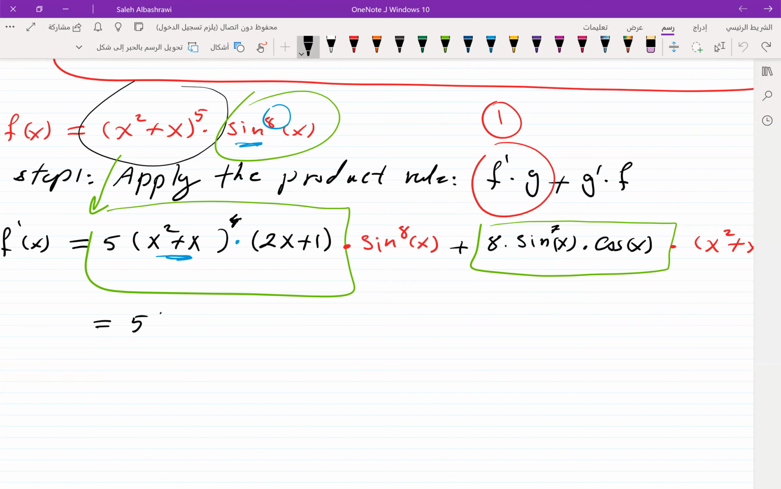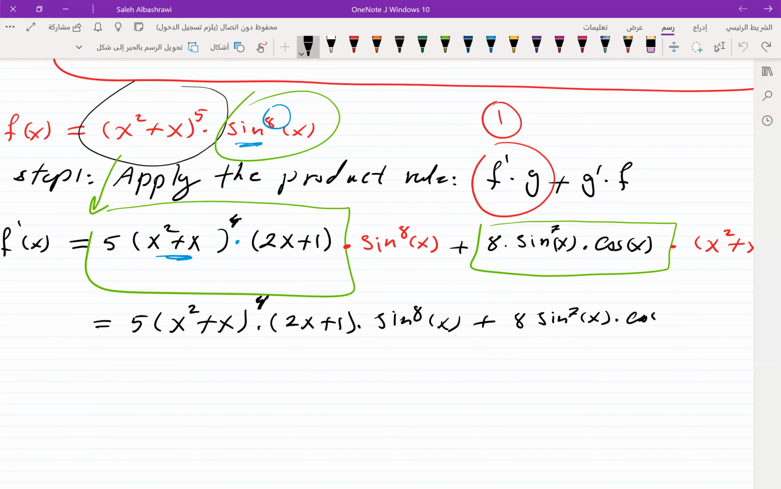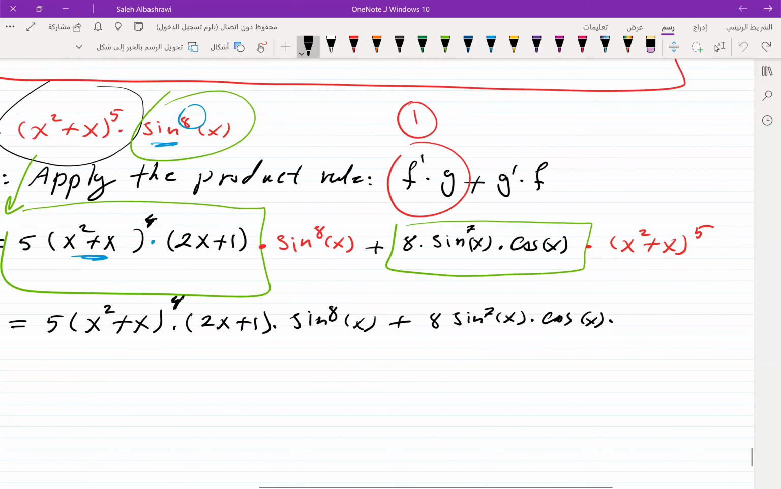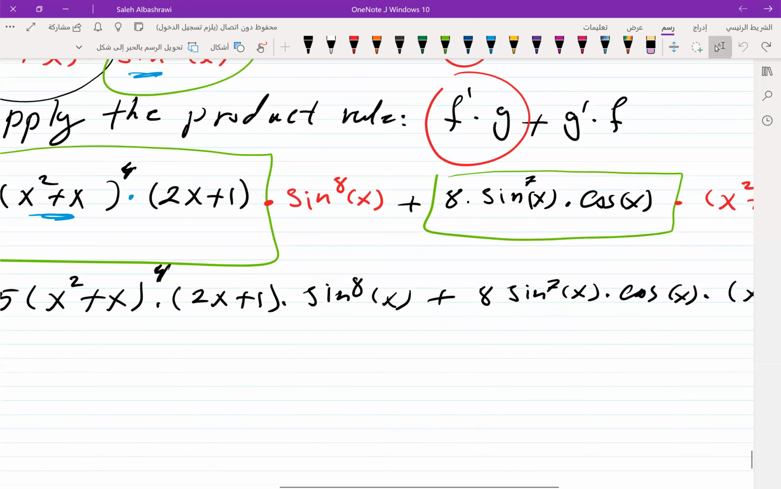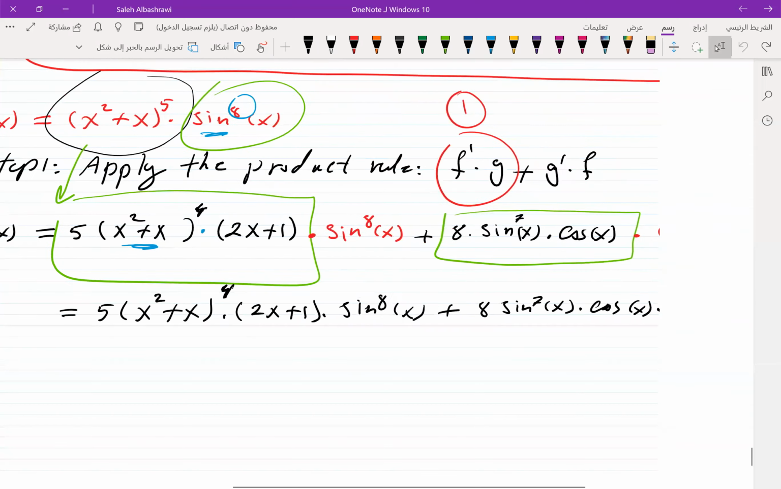I will have 5 (x squared plus x) to the power 4 multiplied by (2x plus 1) multiplied by sine to the power 8 x, plus the derivative of the second function, which was 8 sine to the power 7 x multiplied by cosine x, multiplied by the first function, which is (x squared plus x) to the power 5. So this is the derivative of the given function.